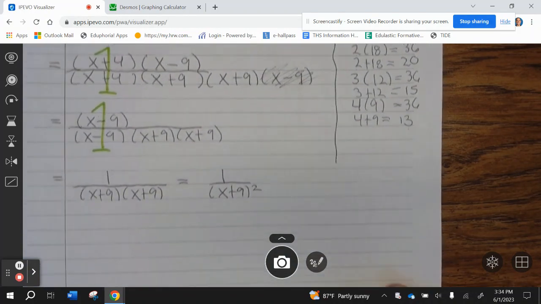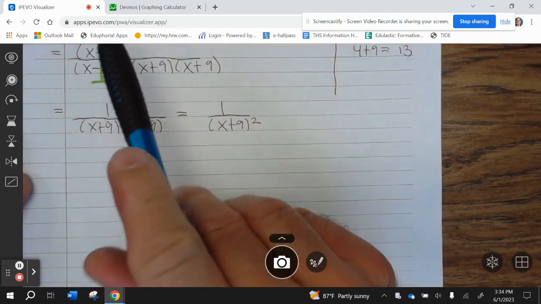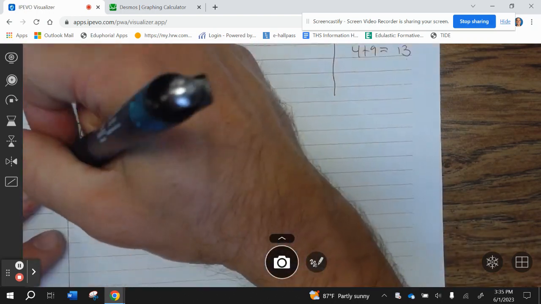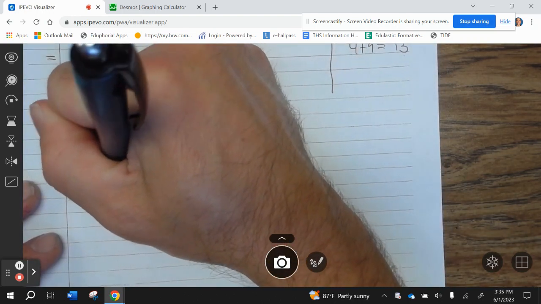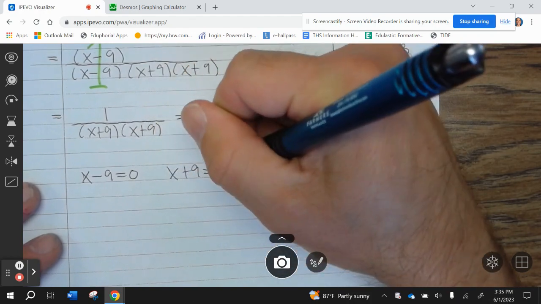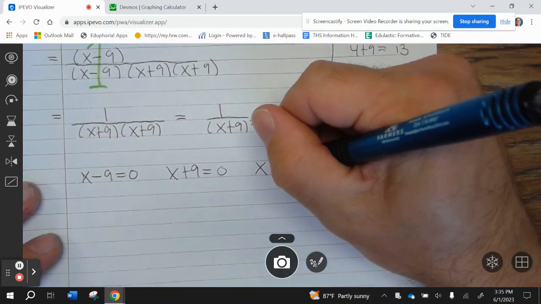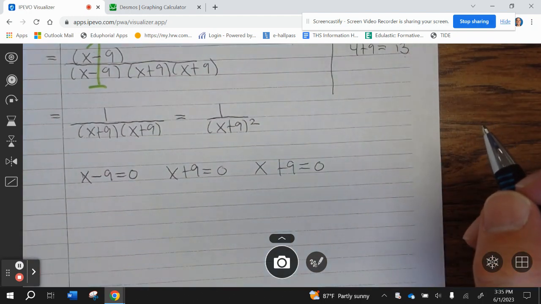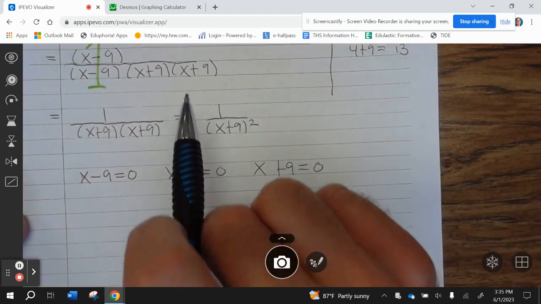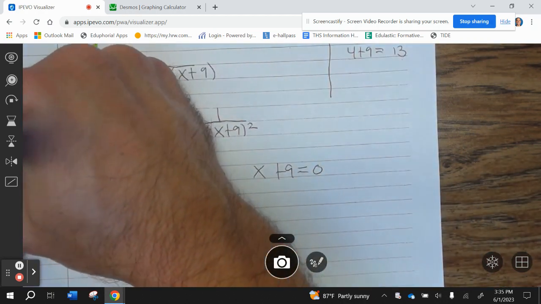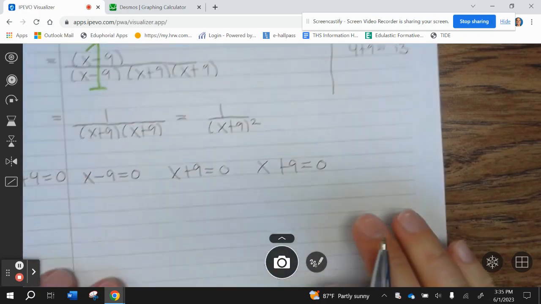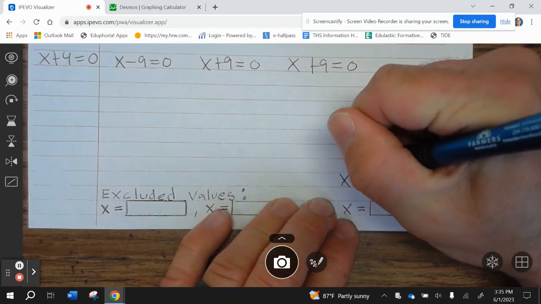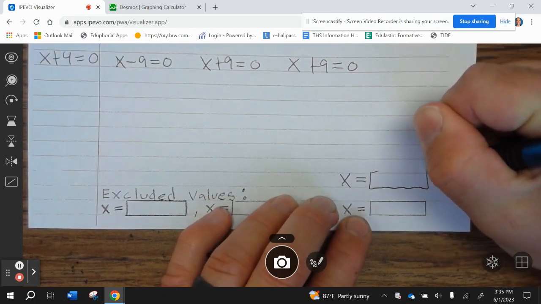Okay, so the excluded values, we come back to our denominator right here. So we set x minus 9 equals 0, x plus 9 equal to 0, x plus 9 equal to 0. And I actually almost forgot, there's 1, 2, 3, 4. I forgot the x plus 4 equal to 0. Okay, so that means we need another box. We'll just put that there.